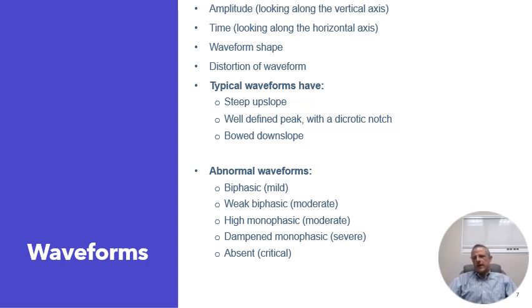Abnormal waveforms can have a variety of different characteristics, from completely absent to just slight abnormality where the waveform becomes biphasic instead of triphasic. And there's a degree of severity in the restriction to flow that occurs.